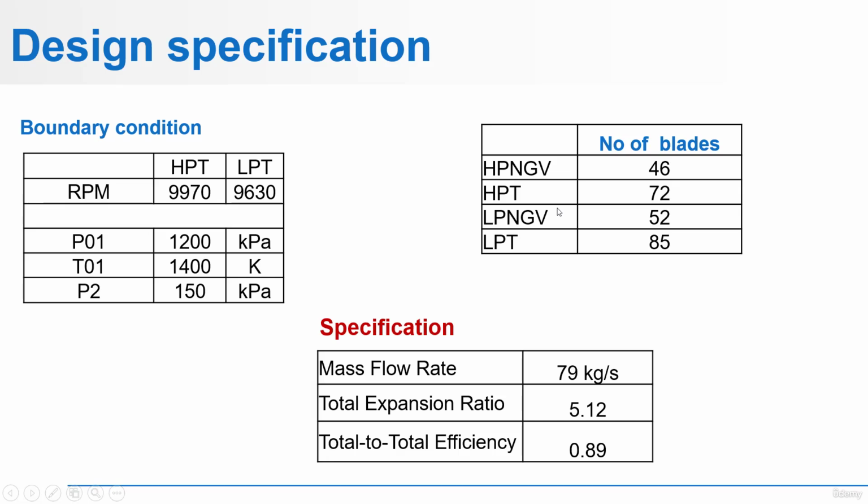The broad specification of the turbine is given here. The mass flow rate is 79 kg per second. The total expansion ratio is 5.12. The total efficiency is close to 89%.